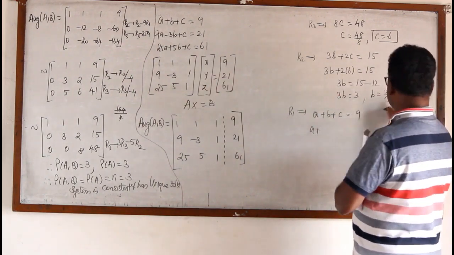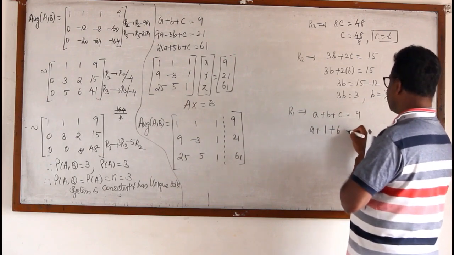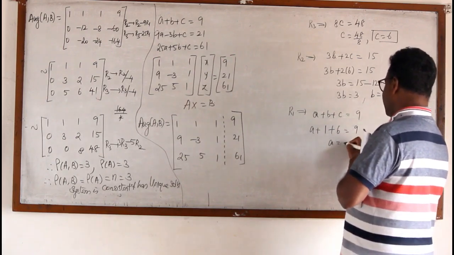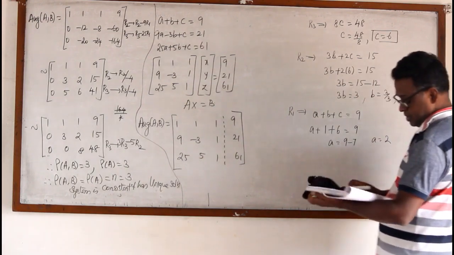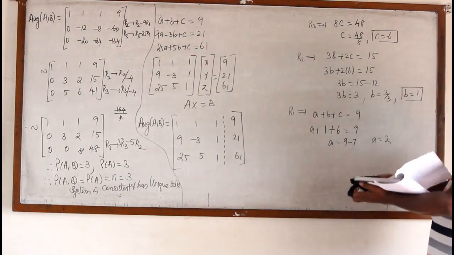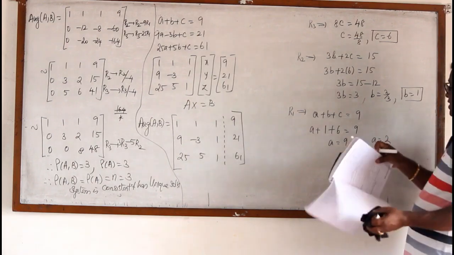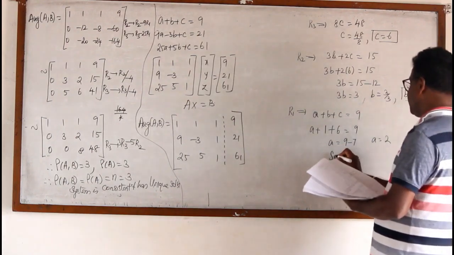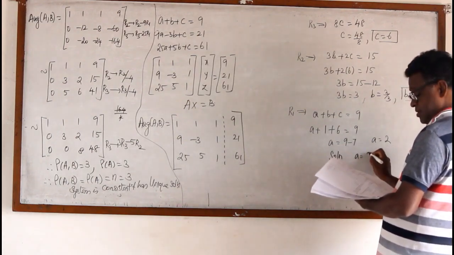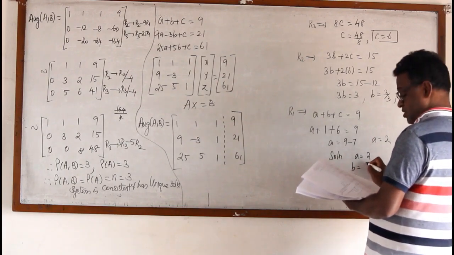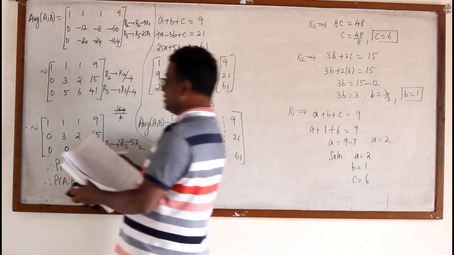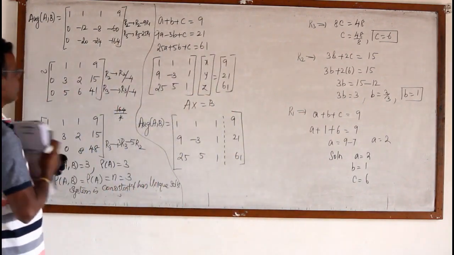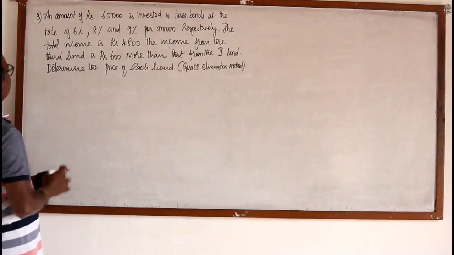Then R1 implies A plus B plus C equal to 9. A is not known, B is 1, C is 6, equal to 9. A equal to 9 minus 7, therefore A equal to 2. Therefore, the solution is A equal to 2, B equal to 1, C equal to 6. So with that, the second problem is over. Now we shall go to the third problem.